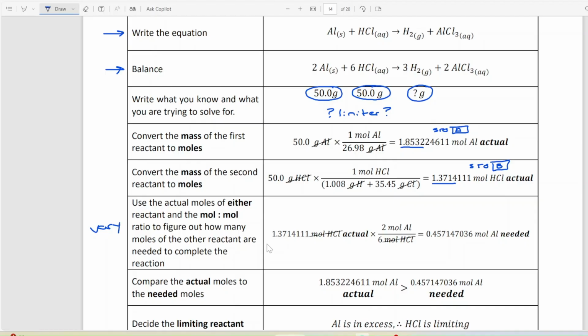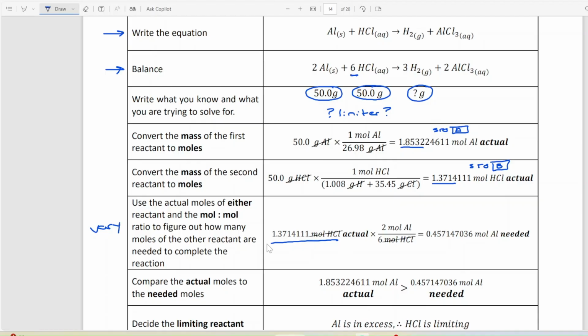And what she does is she takes one of the two answers, it doesn't matter which one, and says, okay, this is how many moles of, for example, hydrochloric acid I have, and does the mole to mole ratio to your other reactant. So it says, okay, this 1.3714111 moles of hydrochloric acid would need how many moles of aluminum to be fully reacted? So we convert from moles of hydrochloric acid, which there's 6.